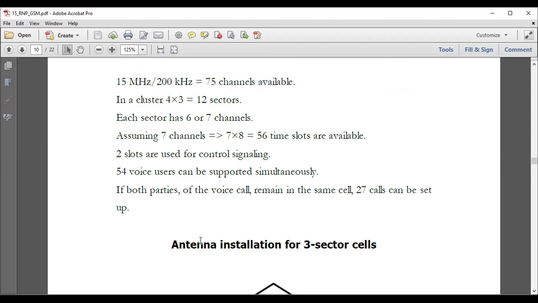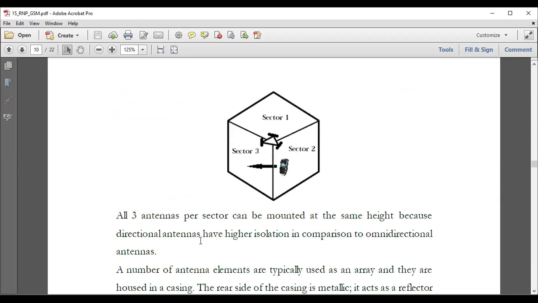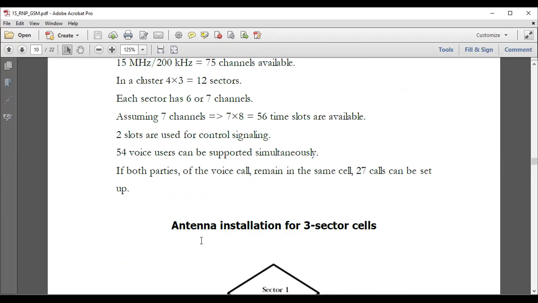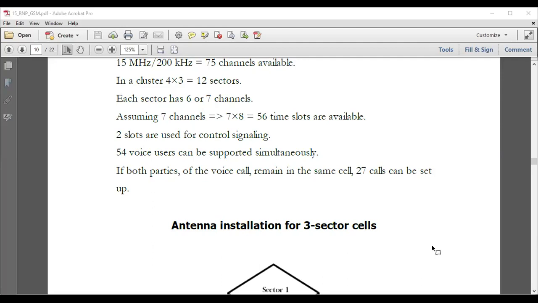Questions? Questions? Okay. How do you get the 27? Well, it may be 54.